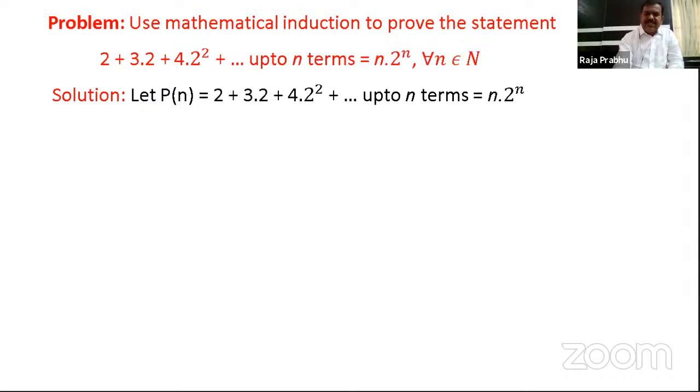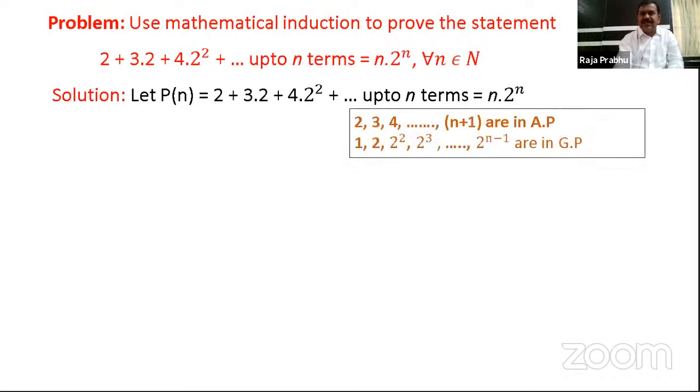Okay, now identify, children, here. In this problem, there are two sequences, known as two different types of progressions. You notice, children, here I have something displayed on the screen now.